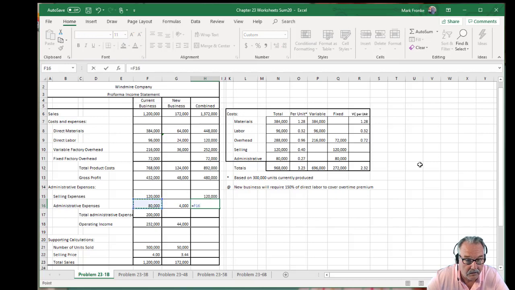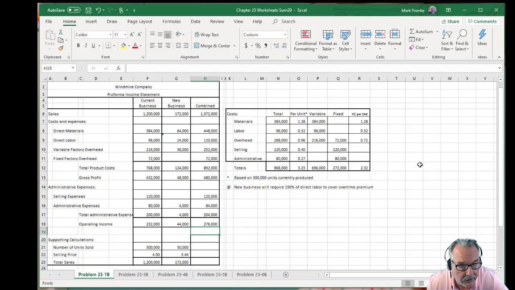In fact, our profits will be $276,000 on sales of $1,372,000. So the decision to accept this would be good. Now there are some non-financial things. Will it compete with our existing products? Will it cause any of our customers to get upset because we're selling it at a cheaper price? But strictly from a financial standpoint, this is a good decision.